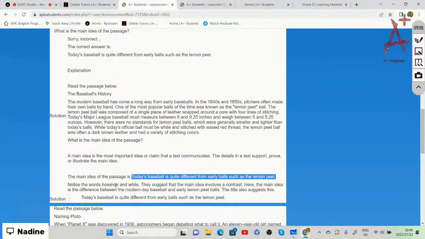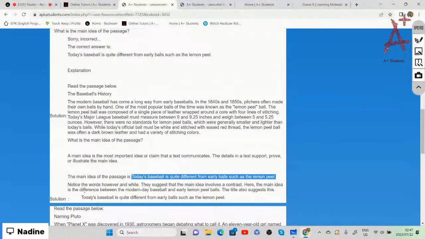However and while. Those are the contrast words that we are mentioning there. They suggest that the main idea involves a contrast. Here, the main idea is the difference between the modern day and the past. They're comparing it; they are making a contrast.